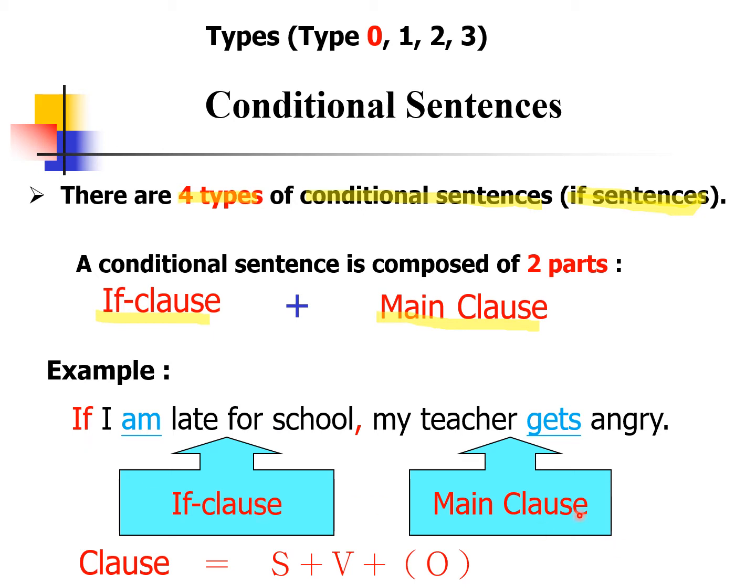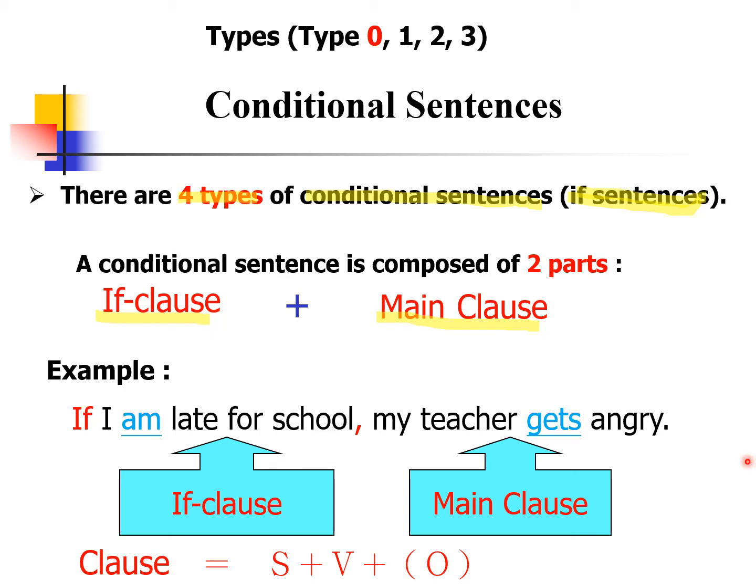What about the main clause? The main clause also has a subject. What is the subject in this clause? The subject is my teacher. What is the verb? What does your teacher do? He or she gets. This is the action your teacher does. My teacher gets what? Angry. So the whole sentence is: if I am late for school, comma, my teacher gets angry.